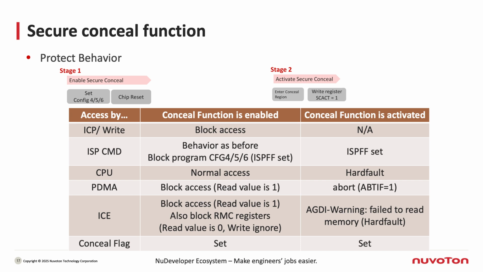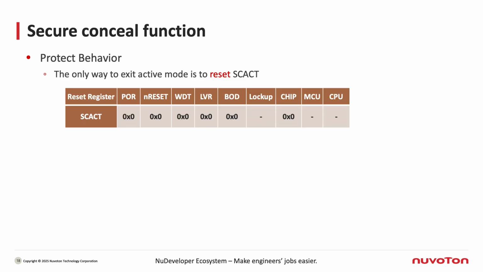If the CPU tries to execute code in this area, it triggers a hard fault. PDMA operations are halted, and ICE debugging cannot read the region, ensuring it is completely hidden. In short, the enabled status is a preparation state, while the activated status is when the protection is fully enforced. The only way to exit the activated mode is through a system reset.